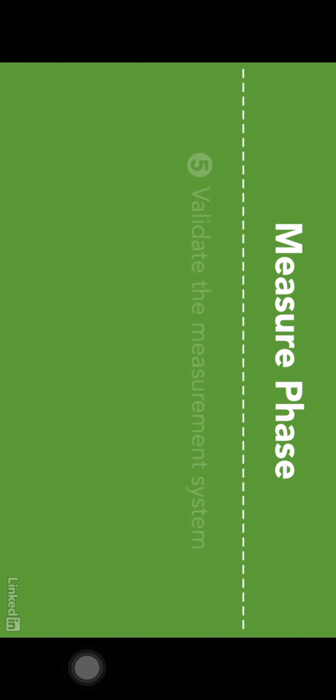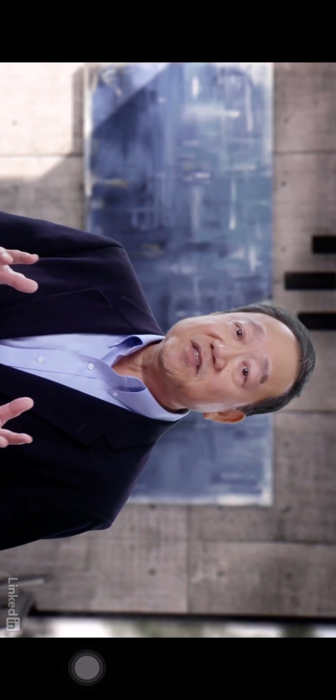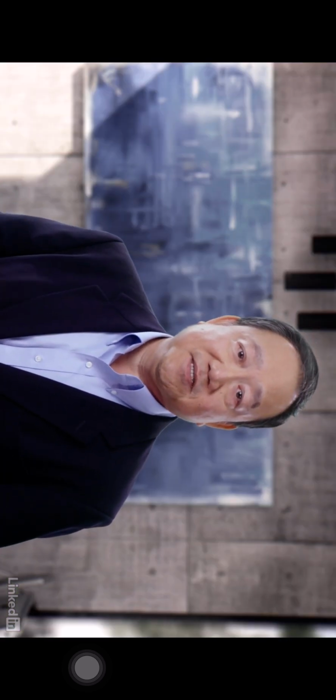The next step is to validate the measurement system to ensure integrity of data. You can conduct a measurement system analysis, or MSA. If the results show that the measurement system is not valid, then improve it first, so the data to be collected and used is indeed valid.